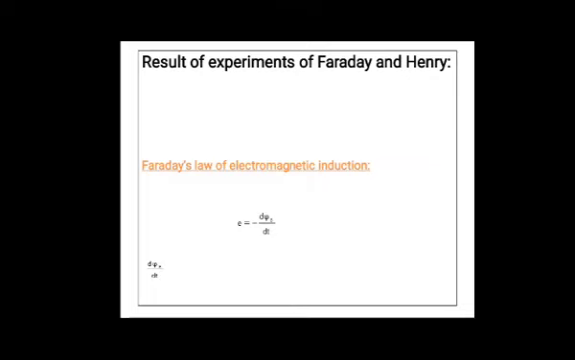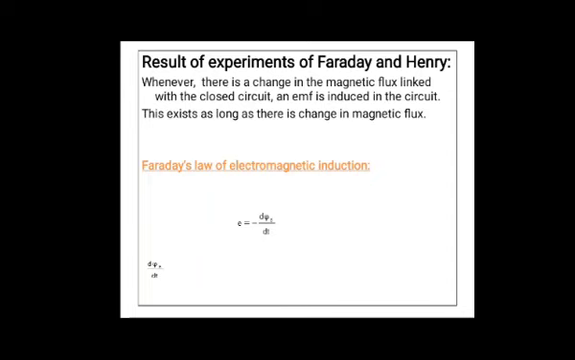Now, the result of experiments conducted by Faraday, and at the same time another scientist, Henry, conducted the same experiments. So, the result of the experiments of Faraday and Henry. From these two experiments, what is the conclusion? Just observe the conclusion here. Whenever there is a change in the magnetic flux linked with a closed circuit, an EMF is induced in the circuit. Current is induced, EMF is induced.